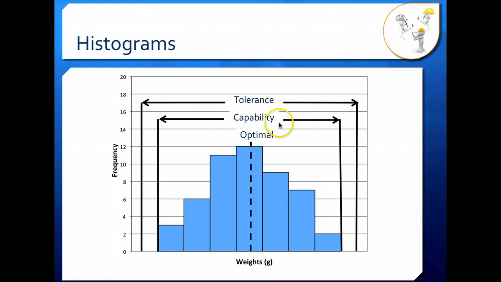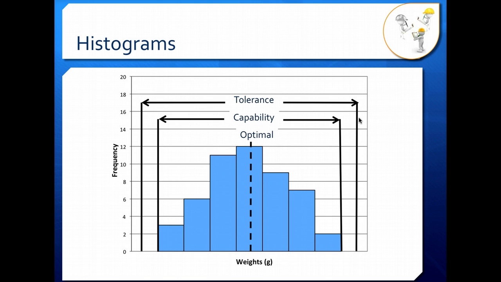And we definitely want to make sure our capability, that our process can produce, the range of weights in this case, is within our tolerance. So going back to the first one, let's say it's okay if our weights are between 10 and 50 grams. Our tolerance is outside of that. So our process is producing product that we can use.